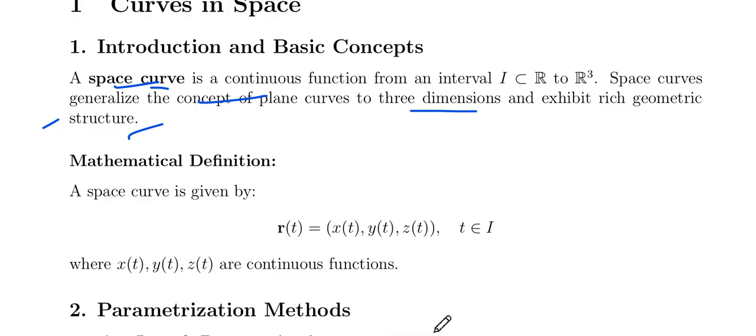So the space curve is a continuous function from R to R cube. The space curve is the generalized concept of the plane curve to 3-dimensional space. And what is the mathematical definition of the space curve? r of t is defined as x of t, y of t and z of t, t belongs to I, where x of t, y of t, z of t are continuous functions.